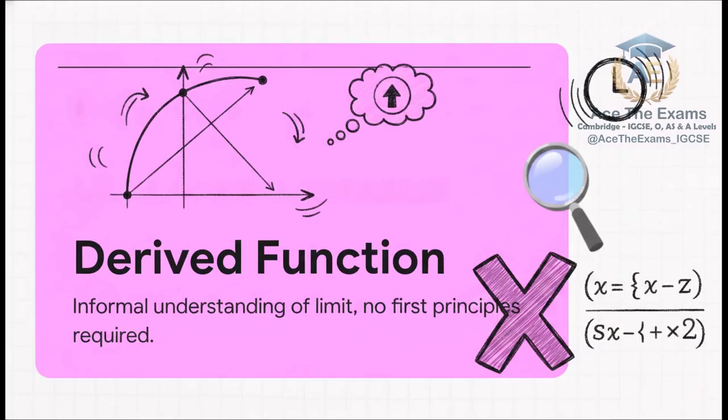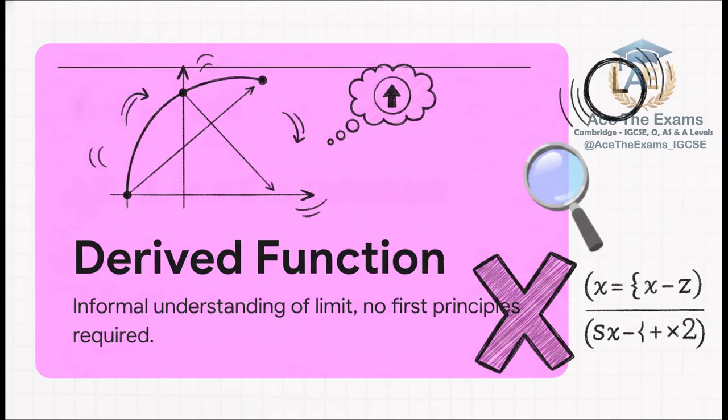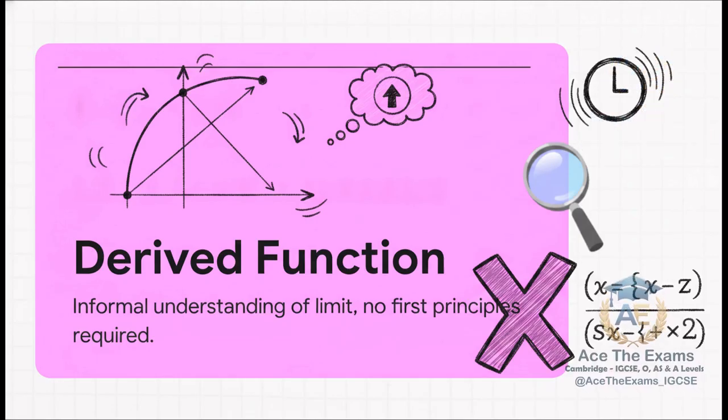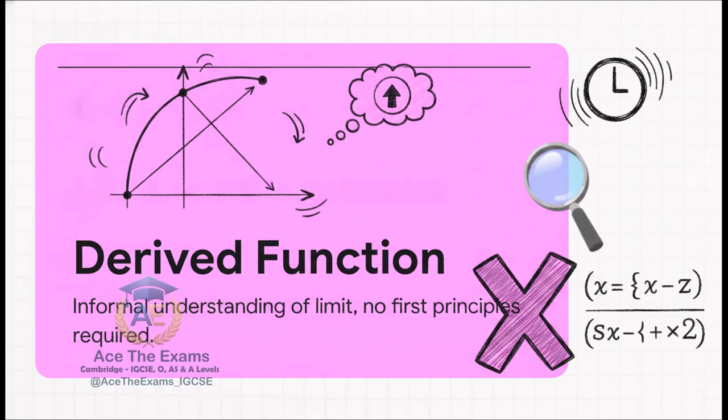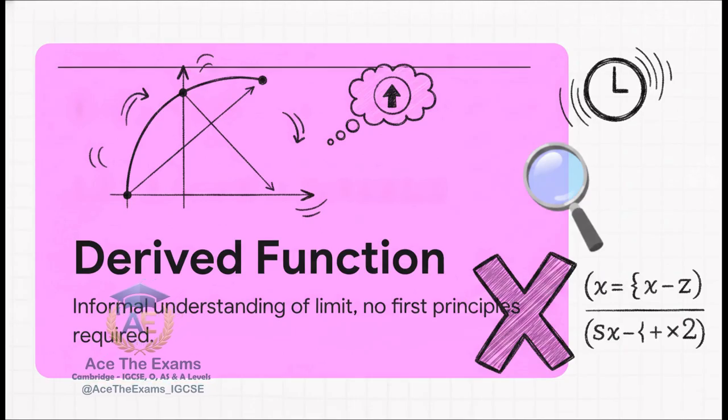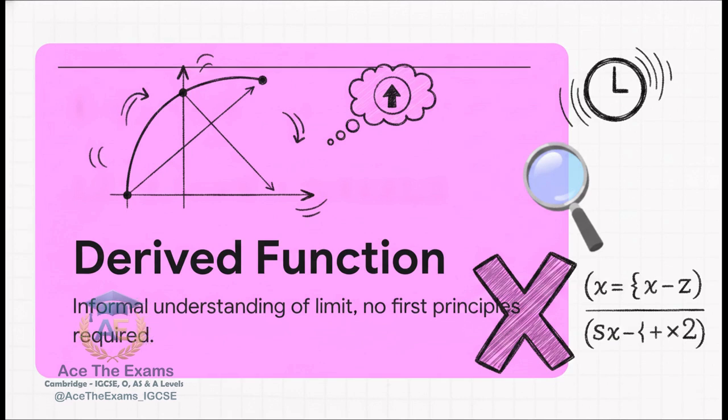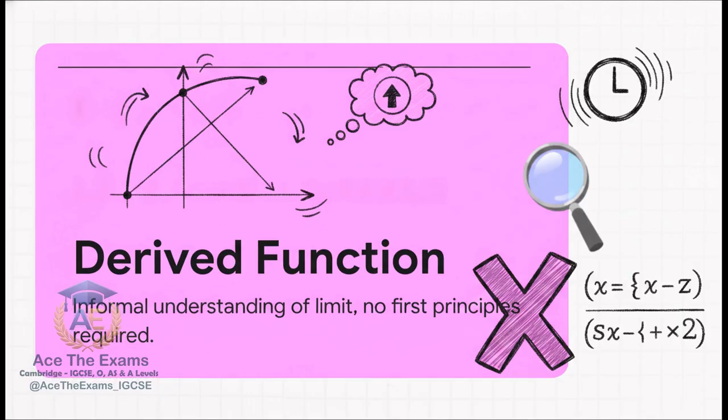All right, so here is the exact definition pulled straight from the core syllabus requirements. It says candidates must, quote, understand the idea of a derived function. Sounds simple enough, right? But the really interesting part is what's hidden right there in the parentheses. An informal understanding of limit. No first principles required. You guys, this is actually a massive sigh of relief. It means we absolutely do not need to execute those lengthy, highly complex algebraic proofs associated with differentiation from first principles. You know the ones I'm talking about.